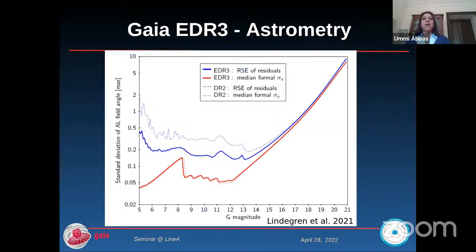So as you can see, it depends on the magnitude of the stars. For brightness up to, say, 13th magnitude, as you can see in this figure, we have a little less than 200 microarcsecond precision. The red lines that you see at the lowest point in the graph are the median formal end-of-mission estimates. So that's what you would ideally expect towards the nominal mission release.